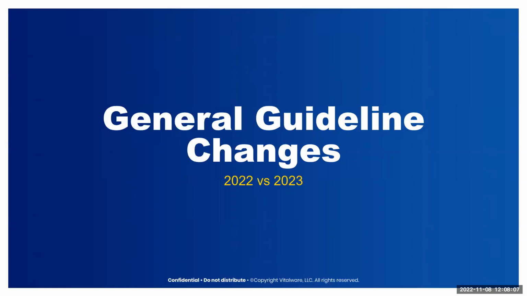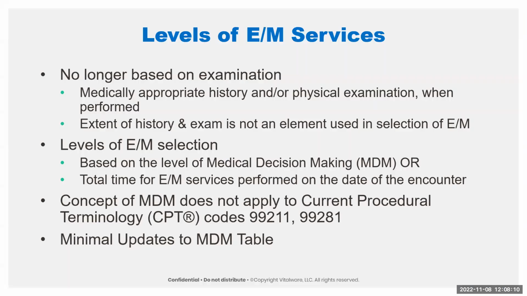Similar to the outpatient office visits that have been operating under guidelines where the exam is not required, the 2023 updates are going to expand that concept to the rest of the E&M codes that use history, exam, and medical decision-making as components. So that's really nice. Only a medically appropriate history or physical examination is performed when it's needed. And it used to be interesting that there was always a debate: well, you can't do an exam without putting your hands on the patient. And well, yes, you can.